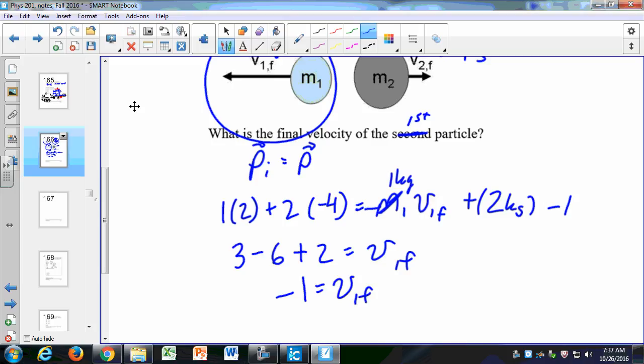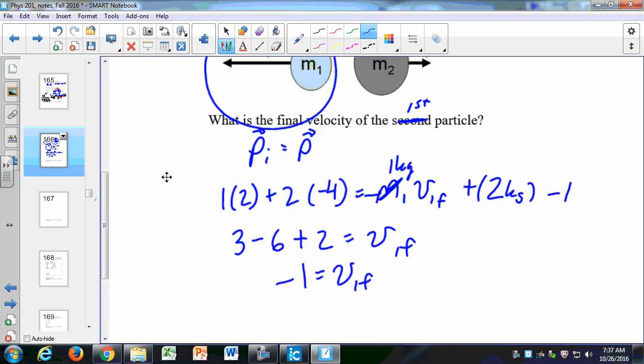We're going to do a couple more examples, so if you're not quite there, that's okay. But what we do is we set our initial momentum equal to our final momentum, calculate our initial, and then set that equal to our final, and then solve for whatever it is that we're looking for. Okay, let's try another problem.